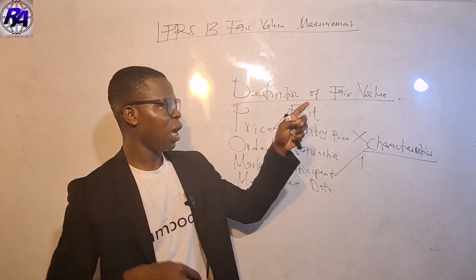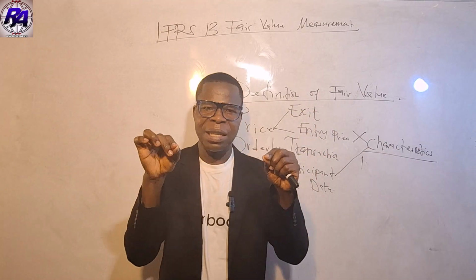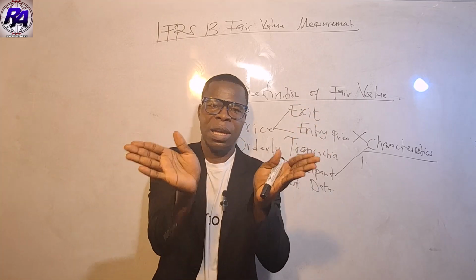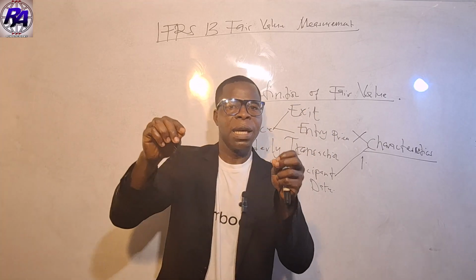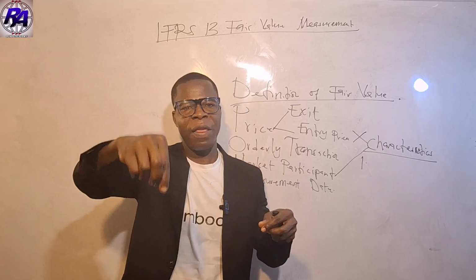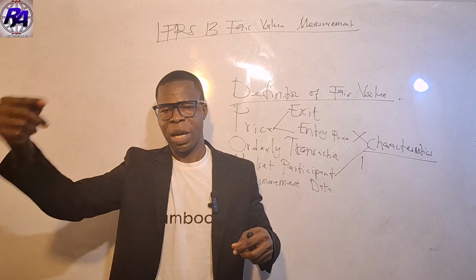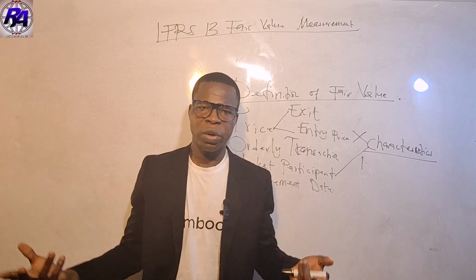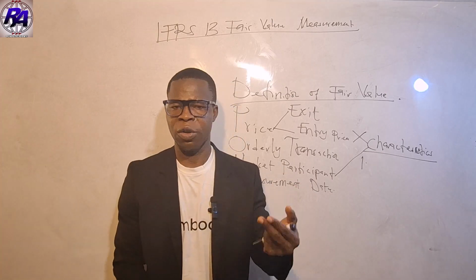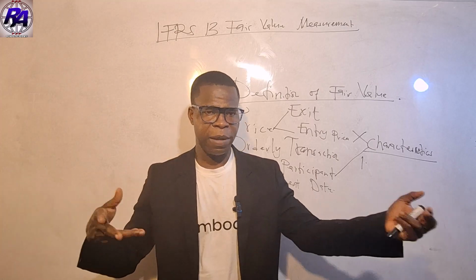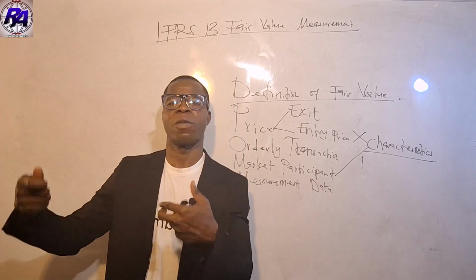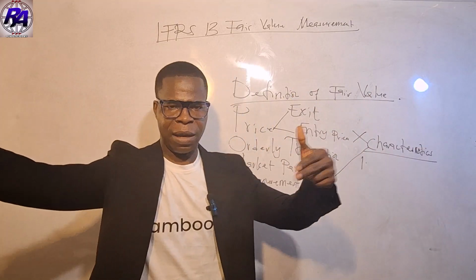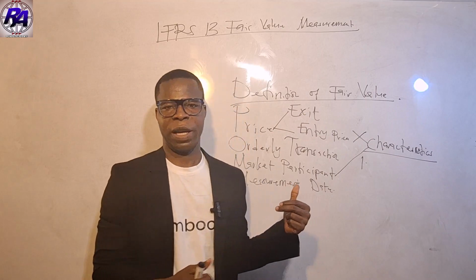I'll talk about the practical meaning of fair value very soon. You will see that we are looking at when you go to a particular market or a particular location where a particular item is transacted. Let's go to the mall, for instance. You could get a price of a mobile phone from different vendors. Now, those different vendors are independent of each other. That is what we are looking at over here.